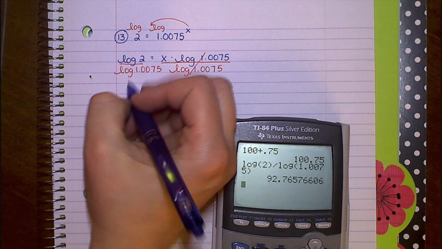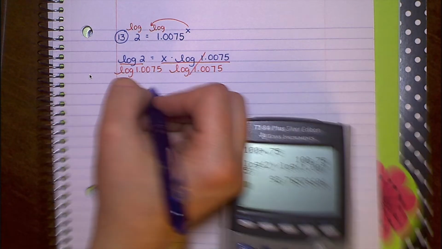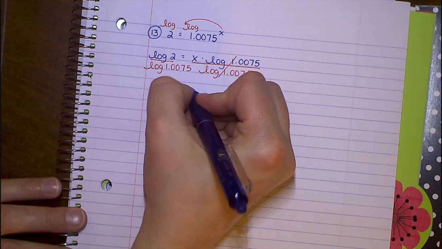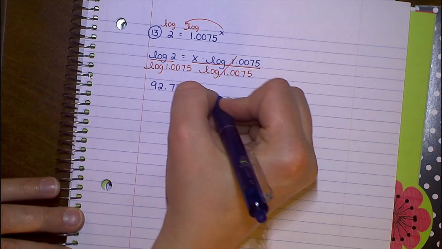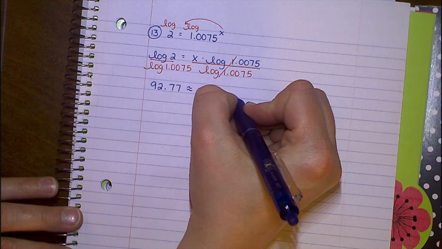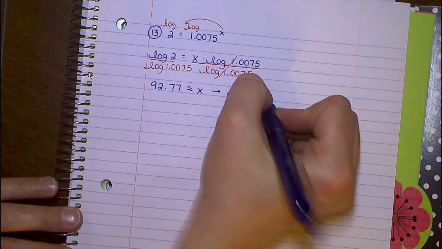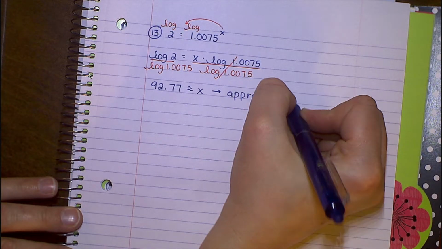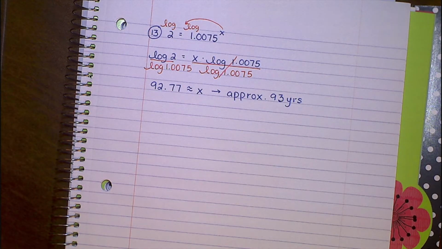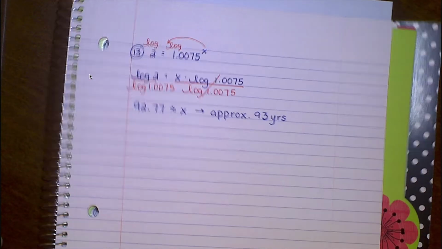We end up with 92.76. So let's gain some perspective here. I guess it doesn't really matter here, but I'll follow my rounding rules. What we just found is that to go from $1 to $2, it's going to take approximately 93 years. So if Jim is waiting for this thing to double in value before he retires, it's going to be an awfully long time before he retires. Just want to make sure his name was actually Jim.